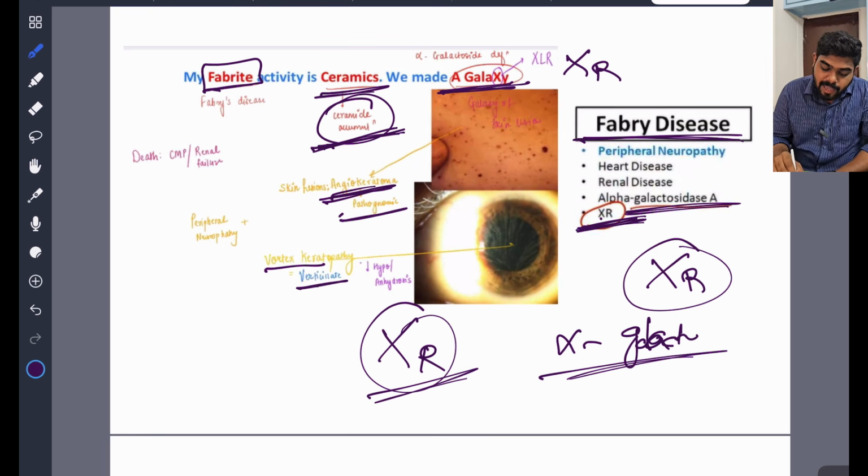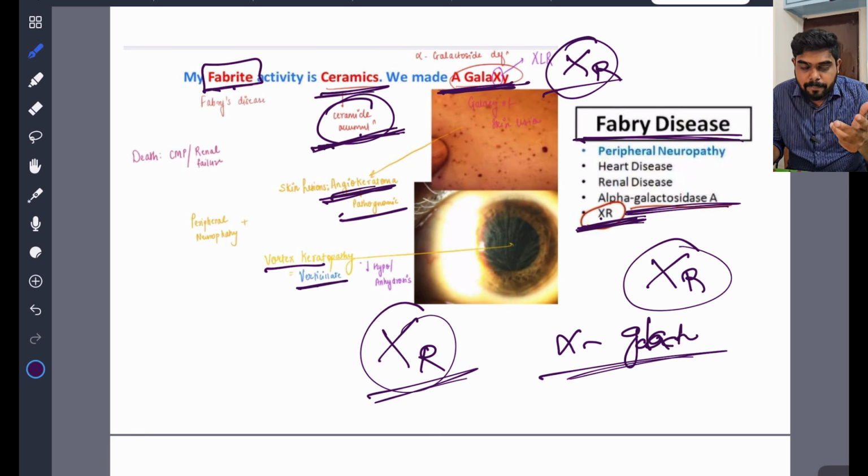X-linked recessive. And my favorite activity is ceramics. We made a galaxy. Ceramides accumulate, alpha galactosidase A, X for X, galaxy has X, X-linked recessive. Clear. So this is very important. My favorite activity, ceramics, we made a galaxy. We will summarize in the last. And here vortex keratopathy and angiokeratoma are the pathognomonic important features. Clear?